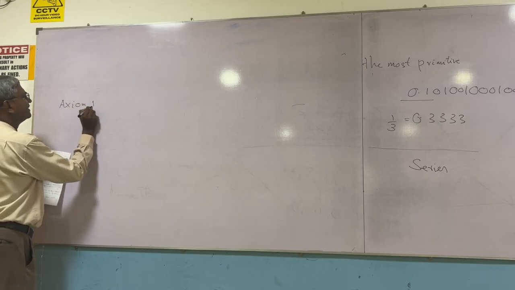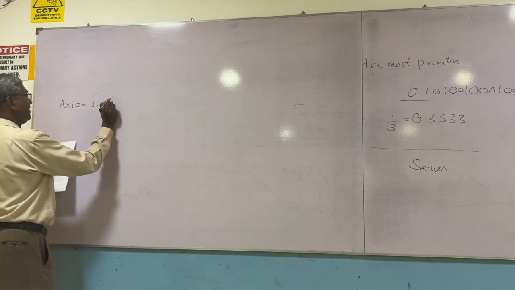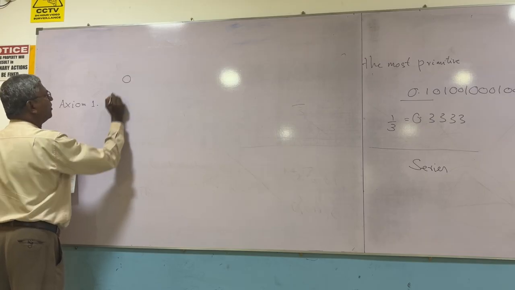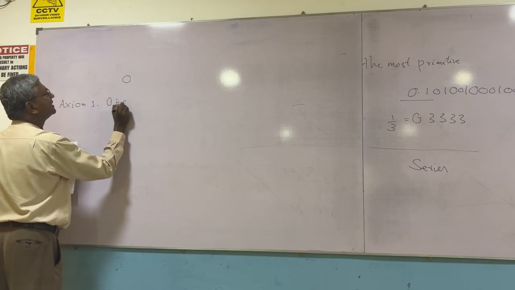Axiom 1. What is it? 0 is a natural number. You write 0. This is 0. It's a natural number.